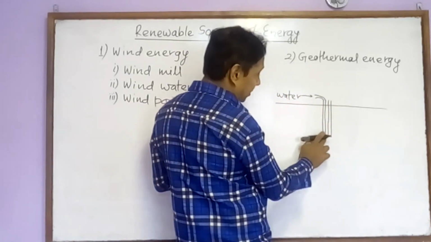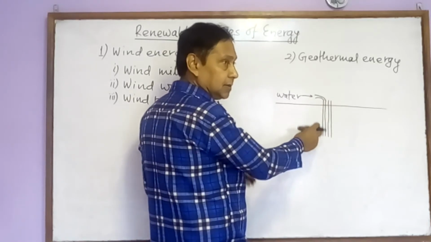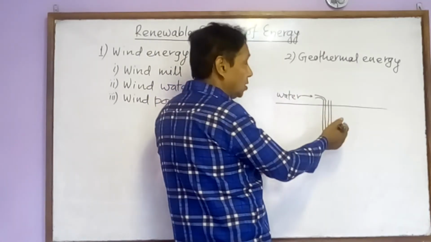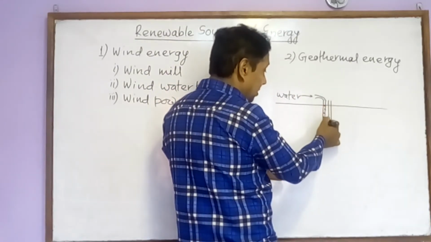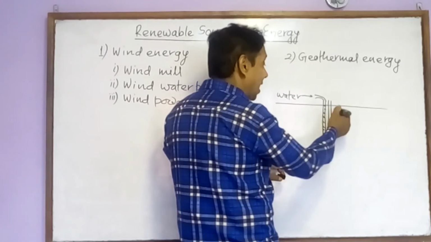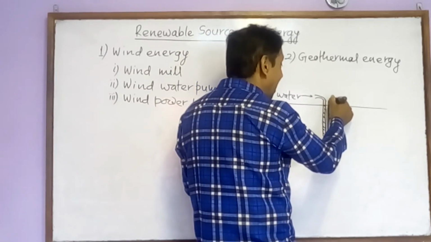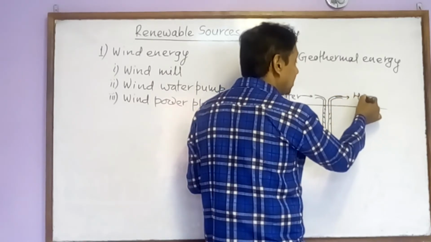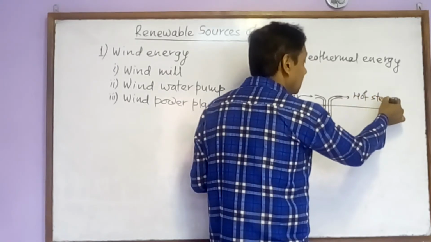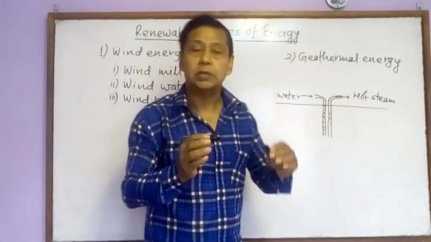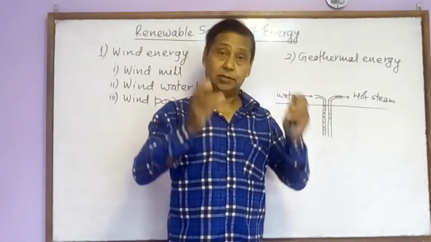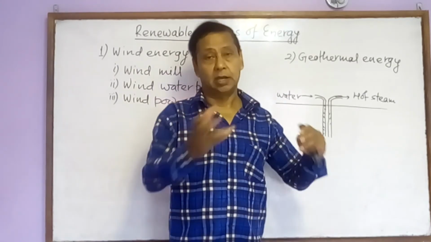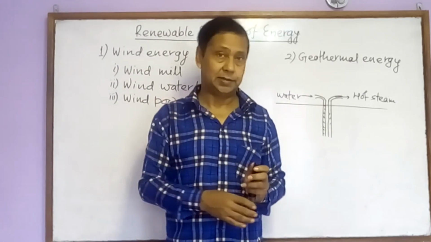then what happens when water reaches this hot point? Then it is heated by the earth crust, and heated water converts to steam. Here water is supplied and it is converted to steam, and it comes out through another pipeline. Look at this. And this is hot steam. Then this hot steam is used to rotate the turbine, and the turbine runs the generator, and the generator generates electricity, converting mechanical energy into electrical energy.